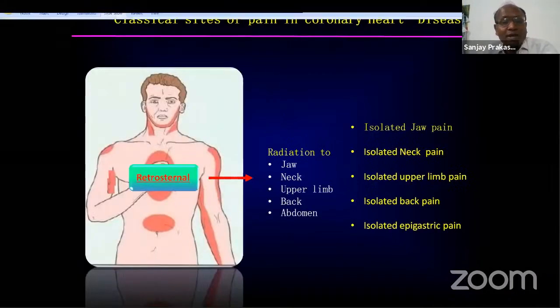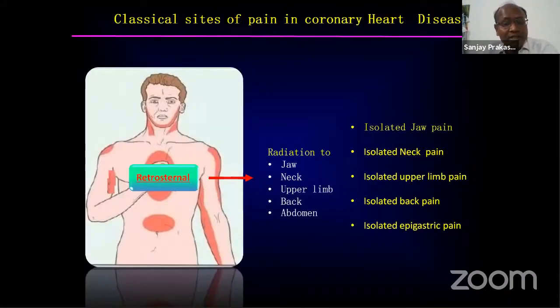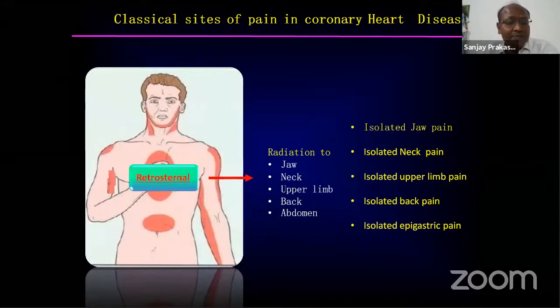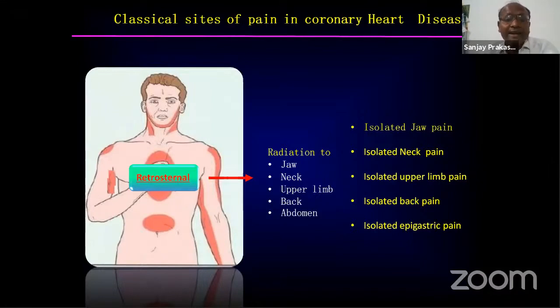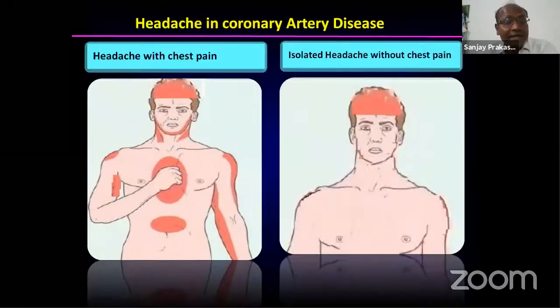We all know coronary heart disease, coronary artery disease with angina or myocardial infarction. Pain starts in the retrosternal area, but it may radiate to the jaw, neck, upper limb, back, and abdomen. And rarely, these areas may have isolated symptoms without much symptom in the retrosternal part. So isolated jaw pain, isolated neck pain, isolated upper limb pain, back pain, epigastric pain are known in coronary artery disease. But what about headache?